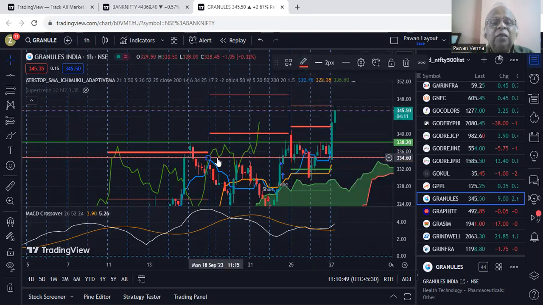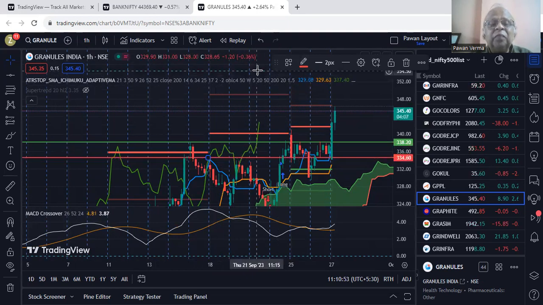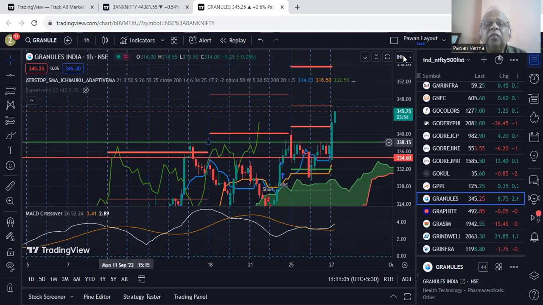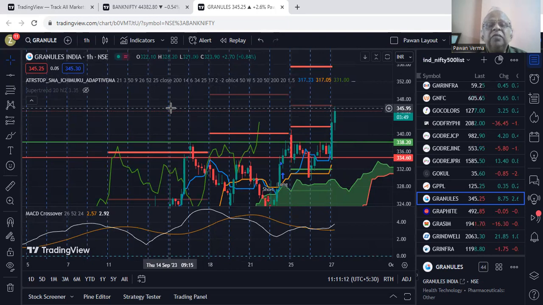I have taken the bottom of this particular Chikou span as the stop loss, 335, 338, 330, a 4 rupee stop loss, and 1:2 has already happened. So friends, this is the way we analyze a stock in the case of the Ichimoku trading system.